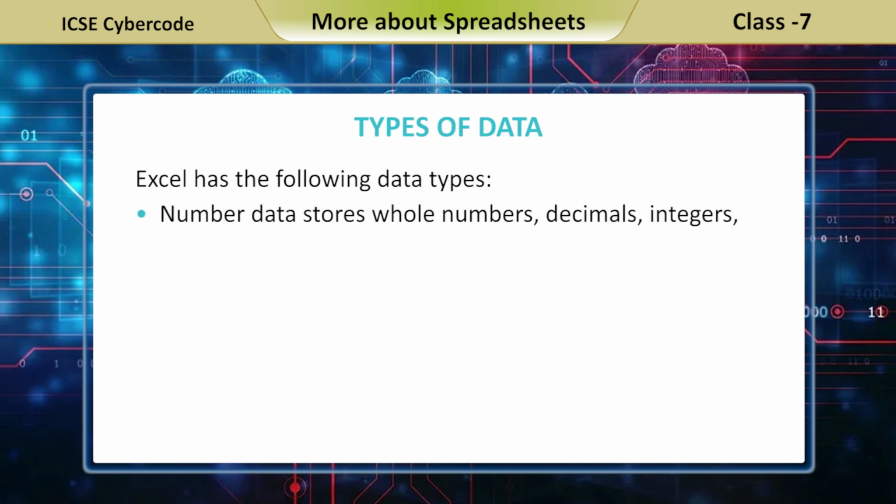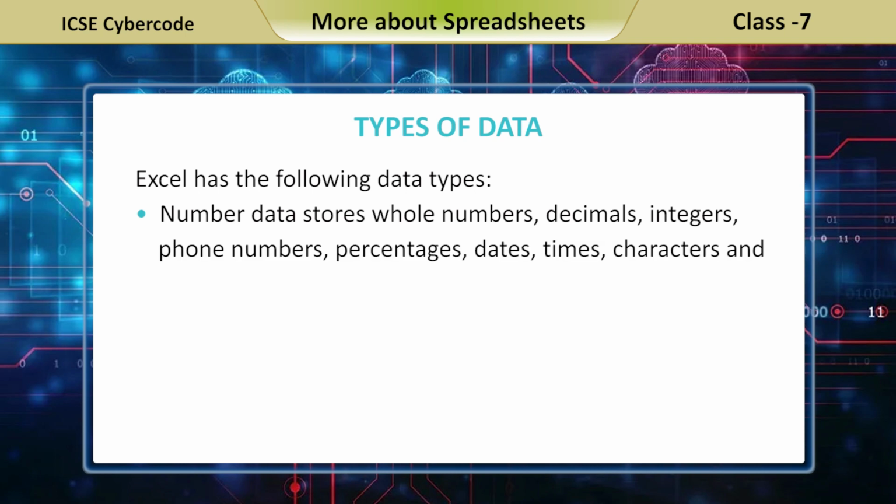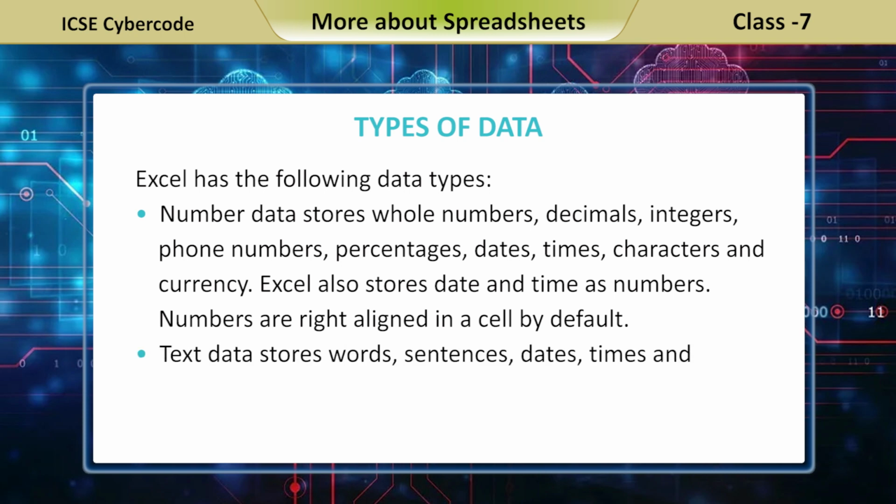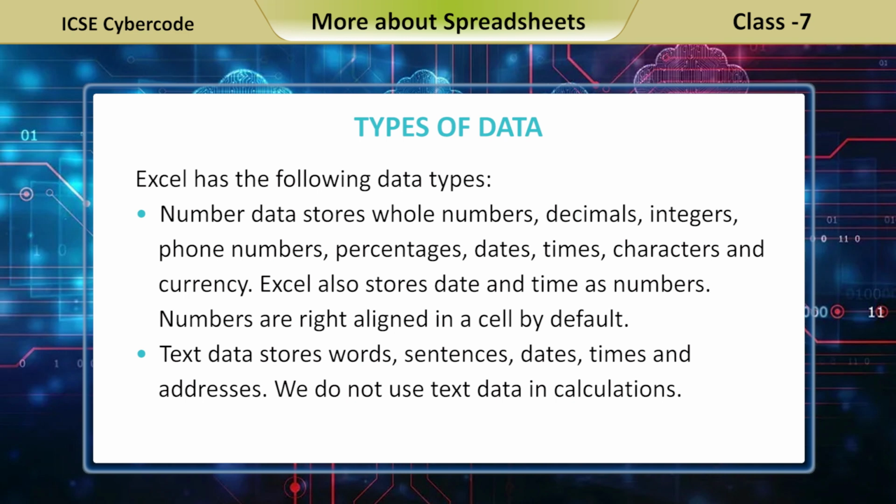Number data stores whole numbers, decimals, integers, phone numbers, percentages, dates, times, characters, and currency. Excel also stores date and time as numbers. Numbers are right-aligned in a cell by default. Text data stores words, sentences, dates, times, and addresses. We do not use text data in calculations. Text data is left aligned in a cell by default.